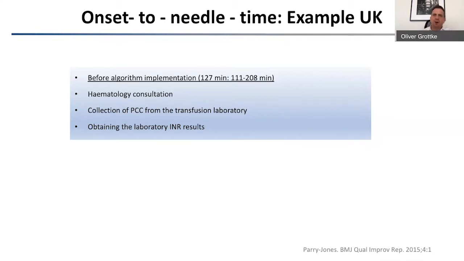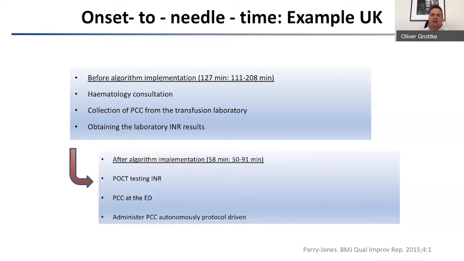What they did was POC testing near the emergency department. They also put the PCC into the emergency department, and they had an autonomously driven protocol to give the 4-factor PCC, and they were able to reduce the time from 127 minutes to 58 minutes. So if you think about PCC reversal for VKA, I can highly recommend having the 4-factor PCC somewhere in your emergency department to avoid any delay.